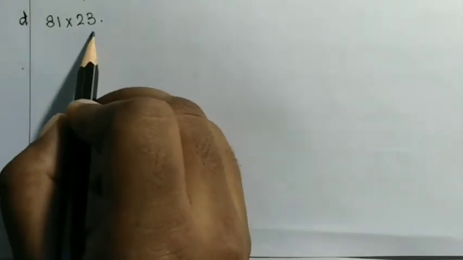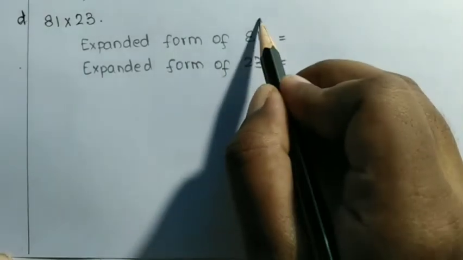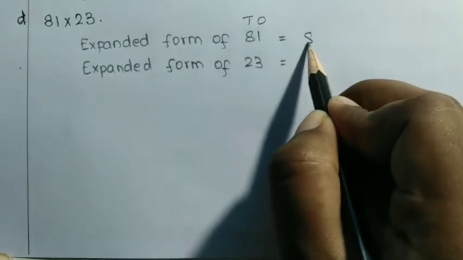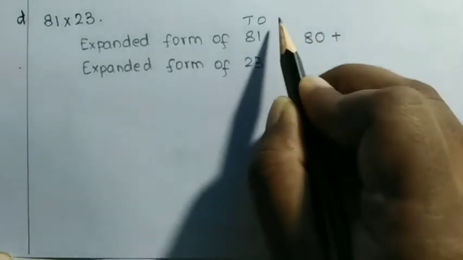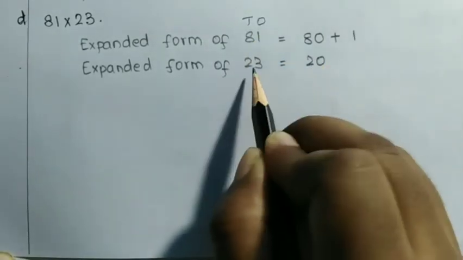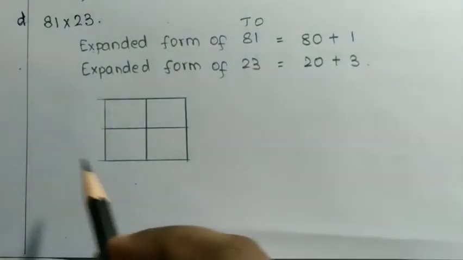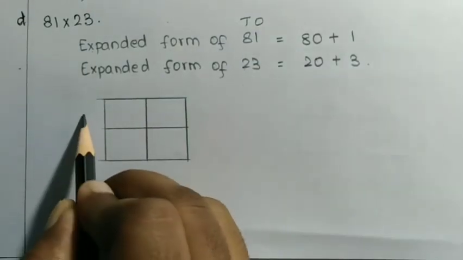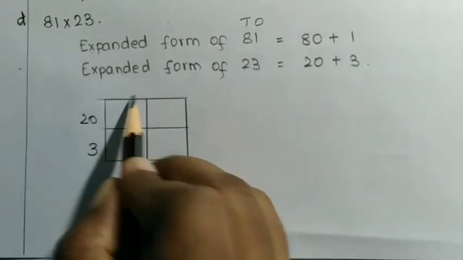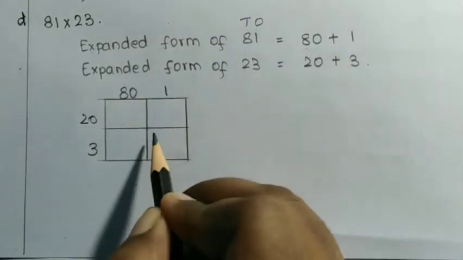81 into 23. Write the expanded form of 81. 8 in tens place. 8 tens, that is 80 plus 1. 2 in tens place, 20 plus 3 ones, that is 3. So what will be written over here? 20 and 3. Here 80 and 1.